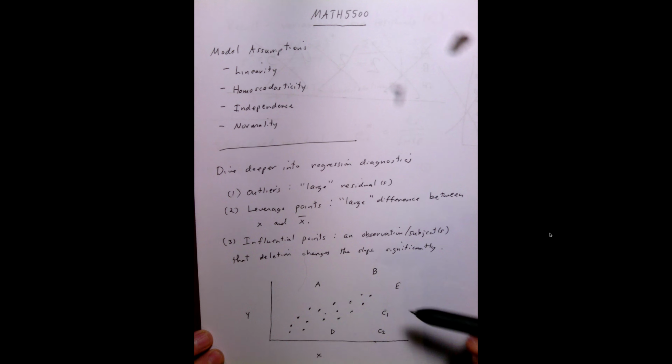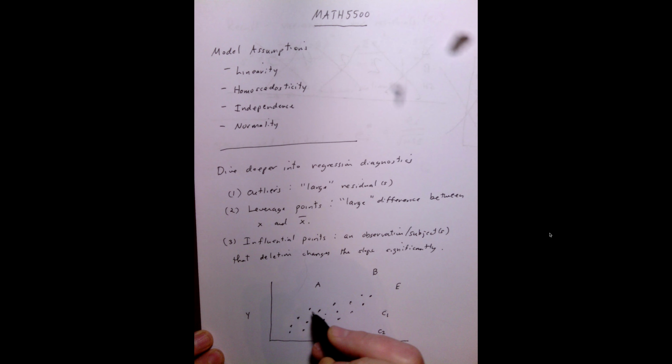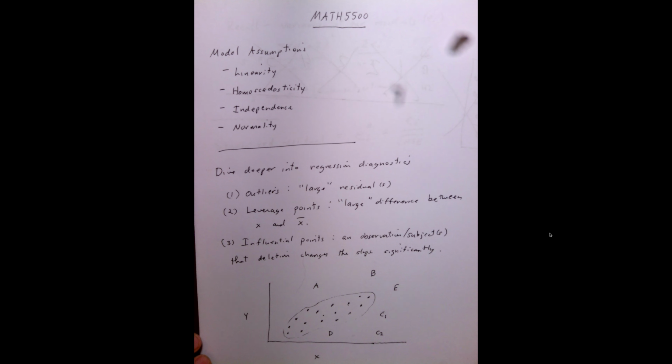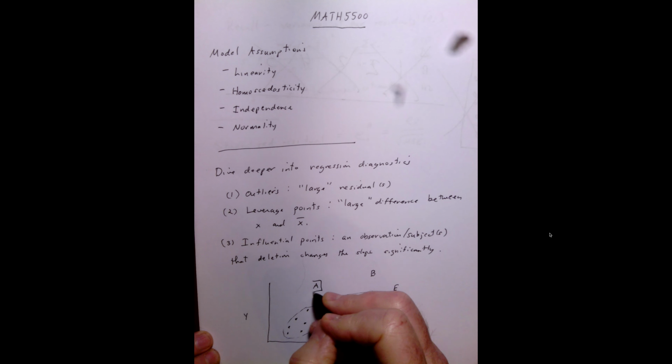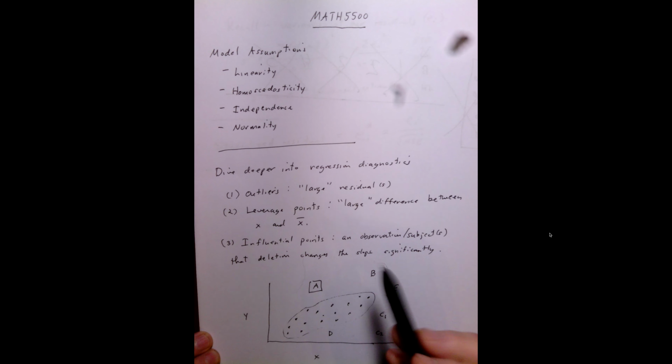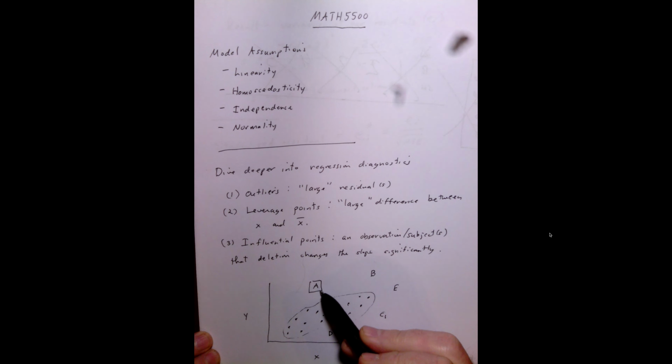Now, let's go down here. I want you to focus on the points that I have, and then let's talk about A, B, C1, C2, D, E, whatever it is. Let's talk about these points. Now, first of all, how would we define A? Well, I'll tell you what, let's just focus on leverage points and influential points. Would point A be a leverage point?